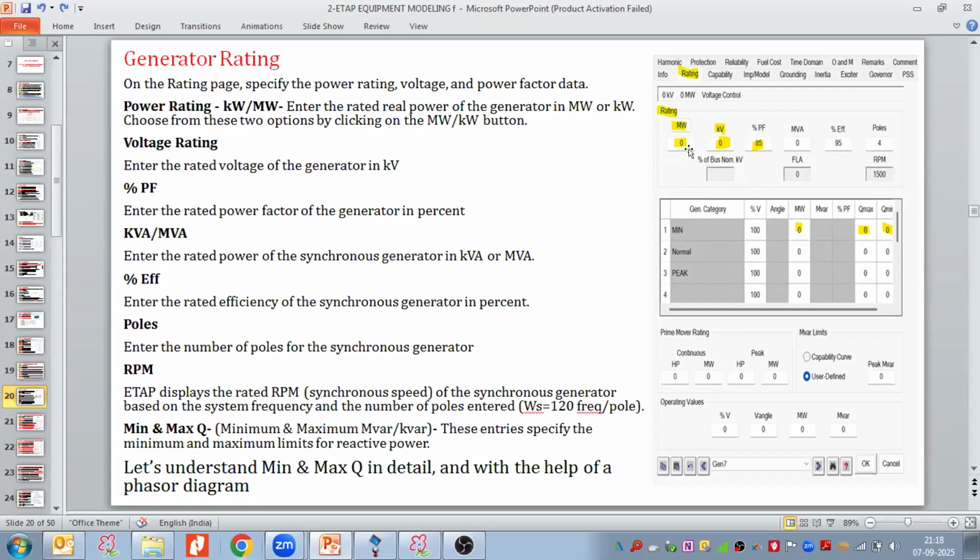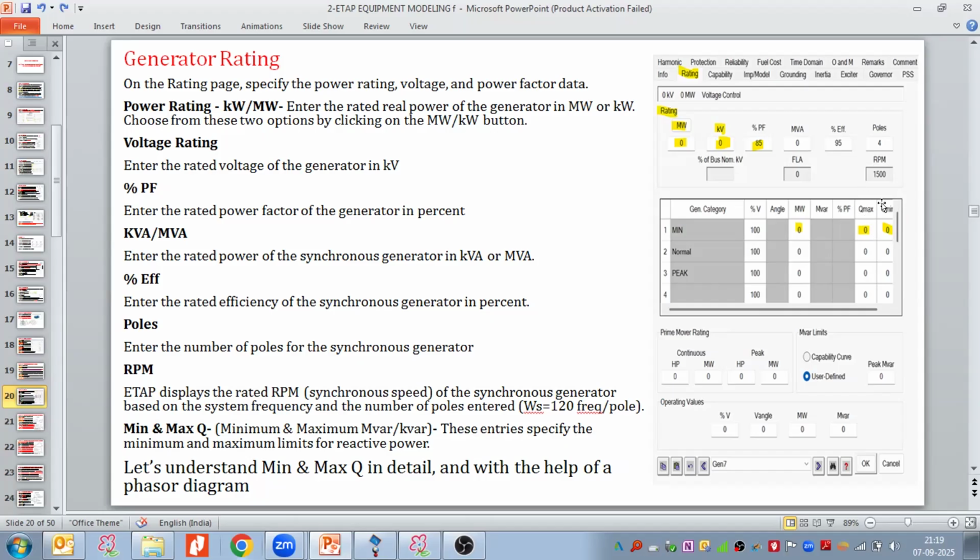Here you mention megawatt. So this megawatt is what power? Real power. Here you mentioned the real power, and here we are discussing about the reactive power. So for reactive power, there are two things: maximum reactive power and minimum reactive power.